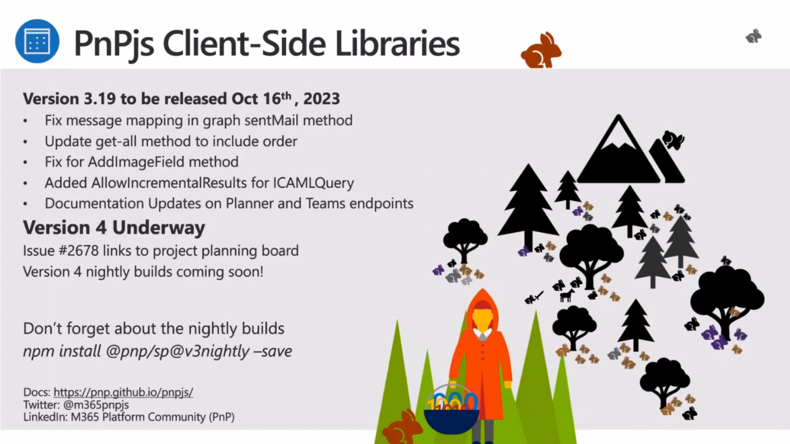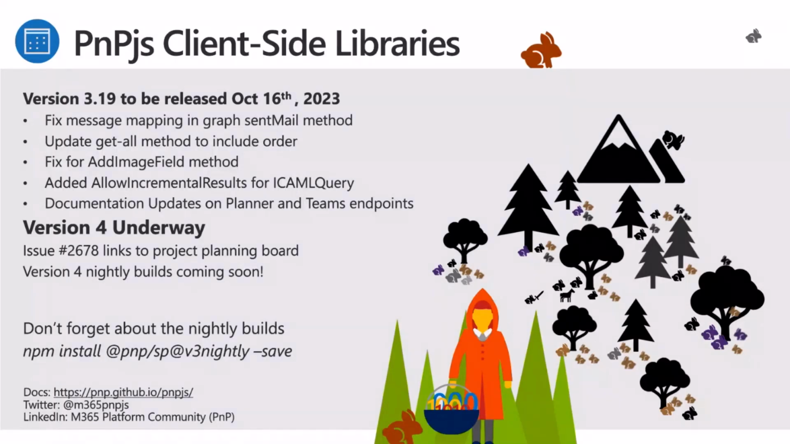So in the next release, which is going to be 3.19 for October 16th, we fixed a couple bugs. Some with the send mail endpoint, we weren't allowing proper message types into that call, so that's been fixed. We've added a new order operator on our get all method for SharePoint items. We implemented a fix for adding image fields onto SharePoint lists. Had some updates to some docs.